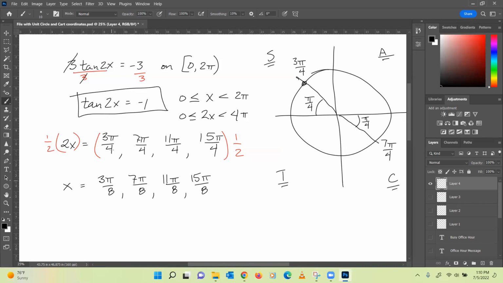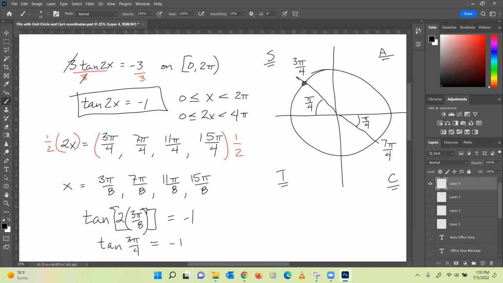So let's plug in 3 pi/8. Tangent of 2 times 3 pi/8, does that equal -1? Well, 2 times 3 pi/8 is 3 pi/4, and tangent of 3 pi/4 is indeed -1. We can check all of those and they'll work out just fine.